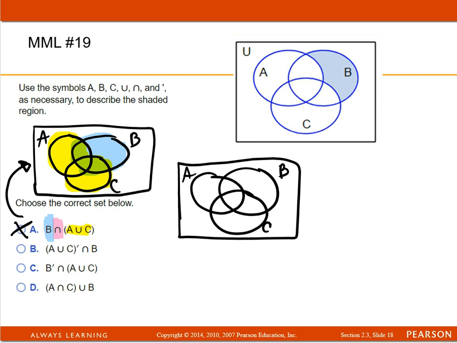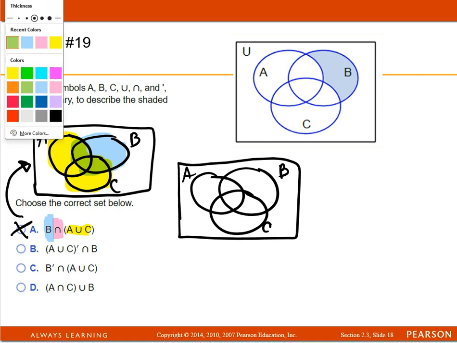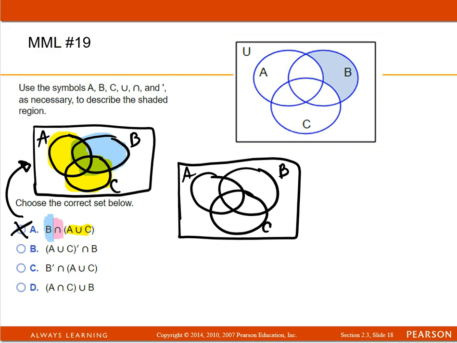Okay, now this one also wants A union C, but then it wants the complement of that. In the previous problem, I shaded A union C in yellow, and it was all of A and all of C. This time they want the complement of that, so it would be everything outside of A and C, like this. Okay, so that would be the complement. That is everything outside. And then they want you to, again, intersect that.